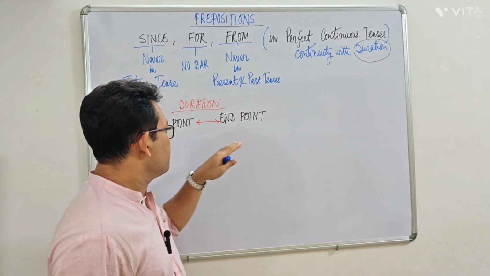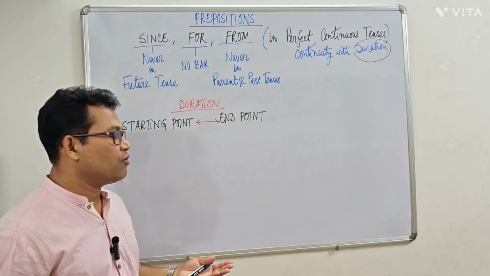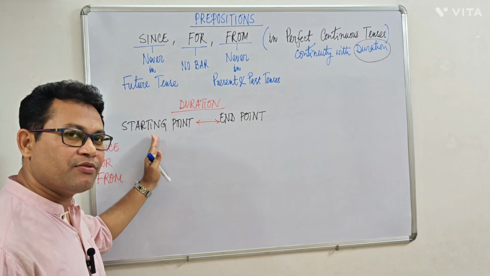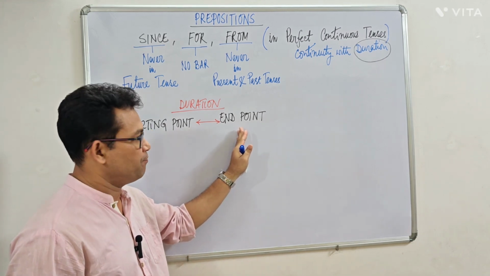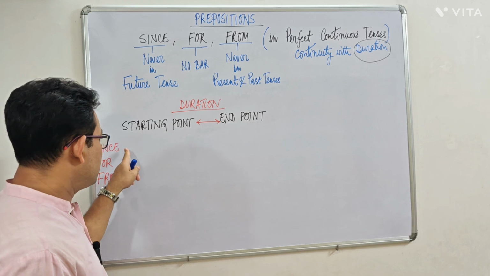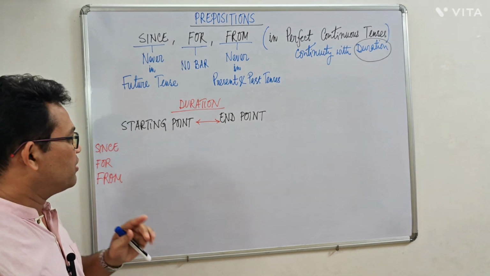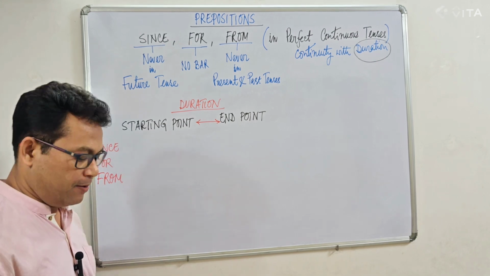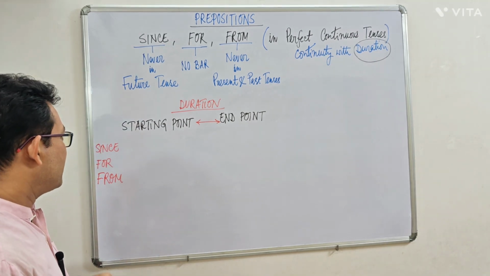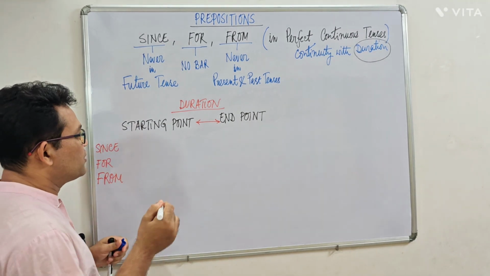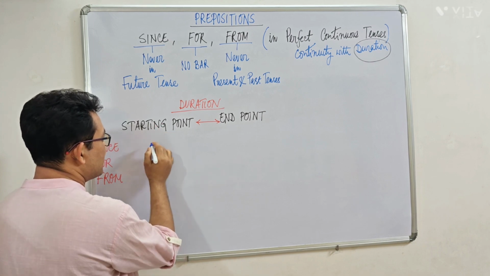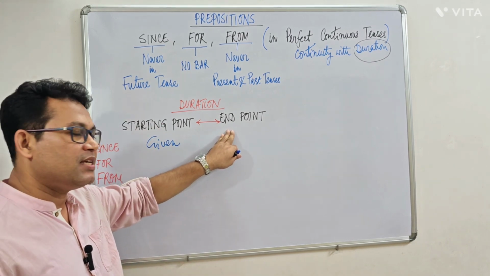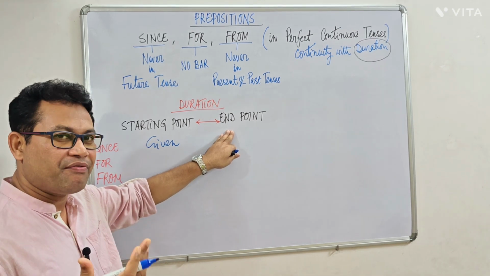So duration, if we want to understand or express the idea of duration, we have to have the starting point of an action and the end point of an action. Now, the preposition since indicates duration in a particular way. Remember that since expresses the starting point. So the starting point is given, but the end point is not given, but referred to.